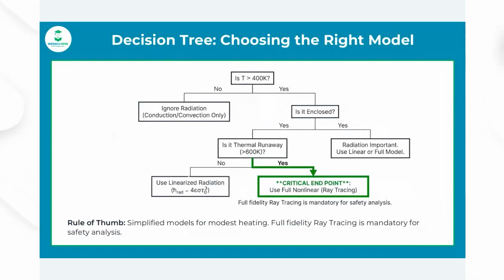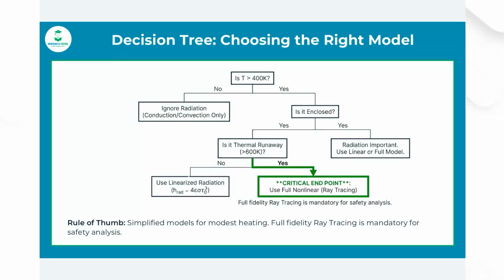Coming to how do we choose the right model? Well, let's start at the very top here with the most basic question: is temperature greater than 400? If no, you are in the realm of standard electronics cooling. Radiation is likely contributing less than 5% of your heat transfer. The smartest engineering decision is to ignore radiation. It saves computational cost and barely affects your results in decimal points.